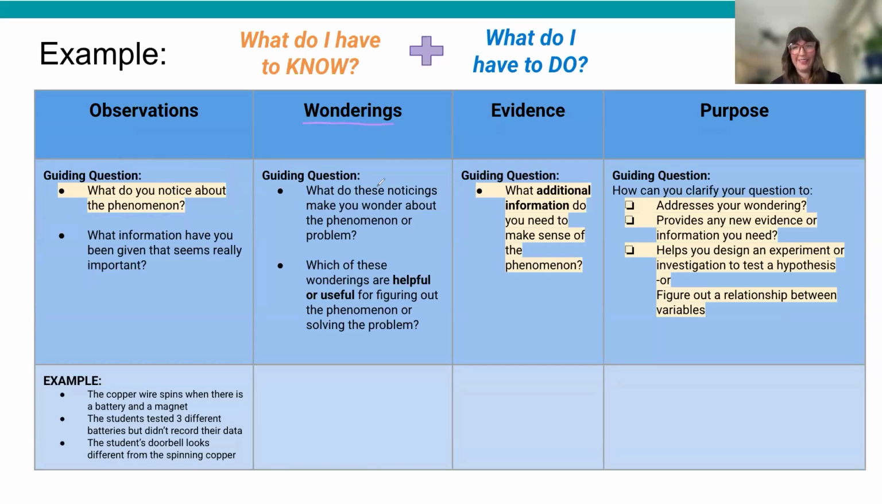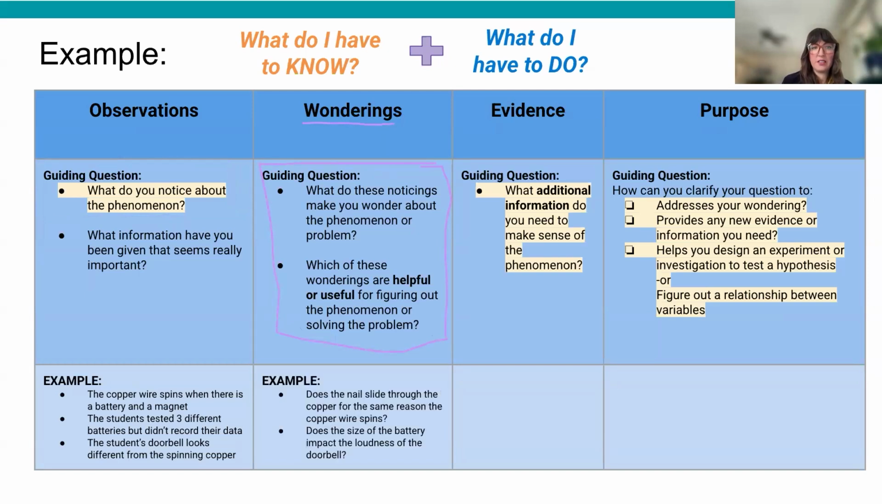So let's look at what it might look like when we take those noticings and observations and pull them into some wonderings, like, does the nail slide through the copper? And does it slide through the copper for the same reason that the copper in the GIF spins? Or is this a totally different force at work? Does the size of the battery, because I had a noticing about a battery, even matter? Does it impact the loudness of the doorbell? Because I noticed that loudness was something they measured, but they didn't compare it to the size of the battery. So does that matter? I have some wonderings, and I'm sure there's a lot of other wonderings that students would come up with about this.